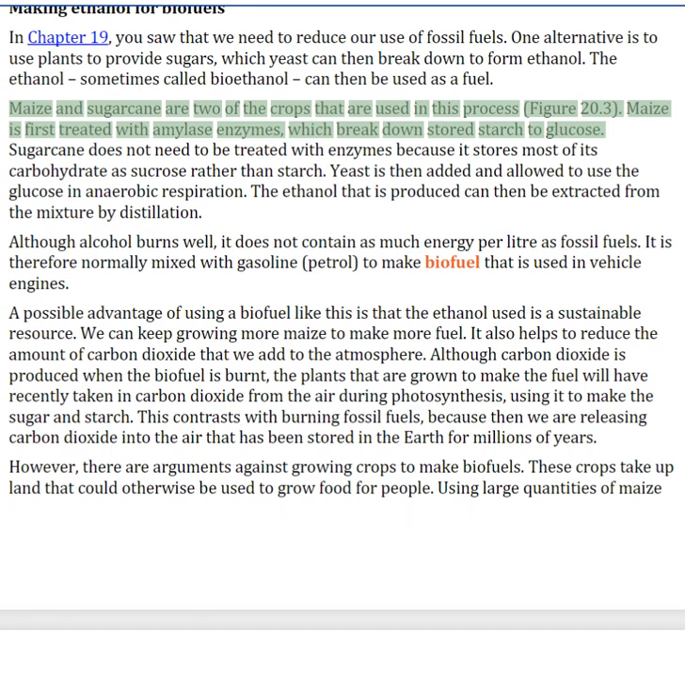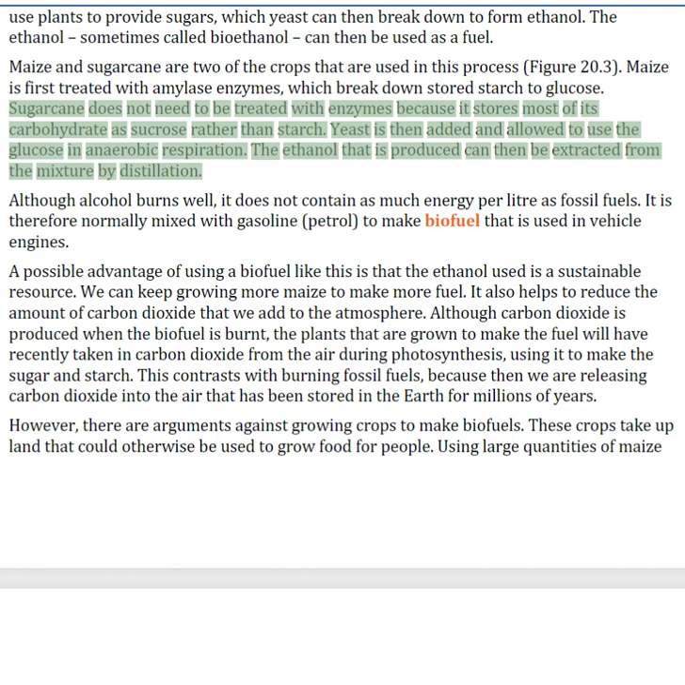Maize is first treated with amylase enzymes, which break down stored starch to glucose. Sugarcane does not need to be treated with enzymes because it stores most of its carbohydrate as sucrose rather than starch. Yeast is then added and allowed to use the glucose in anaerobic respiration. The ethanol that is produced can then be extracted from the mixture by distillation.